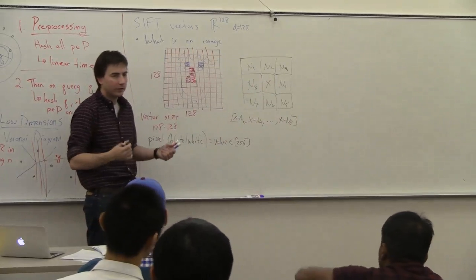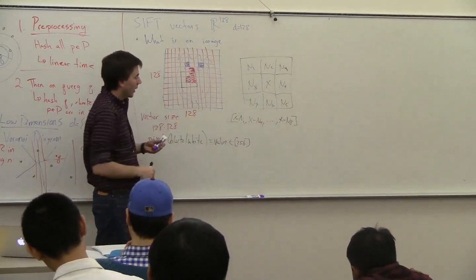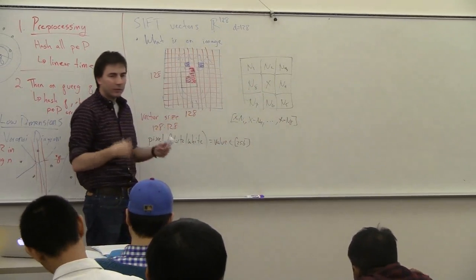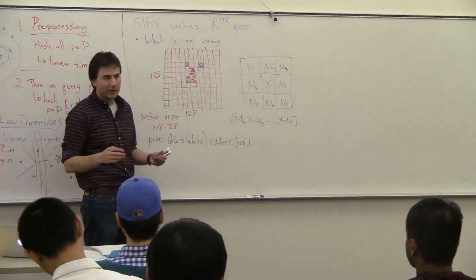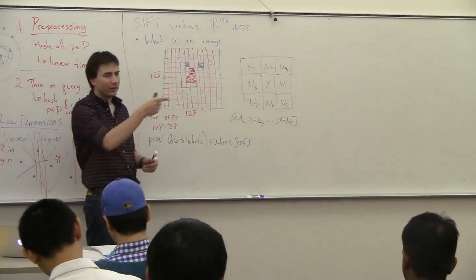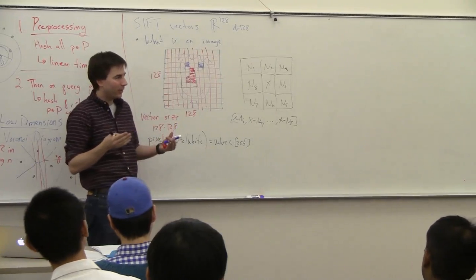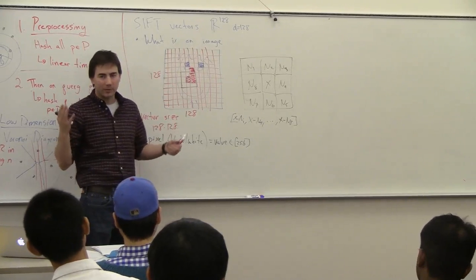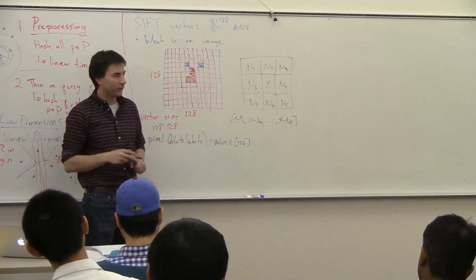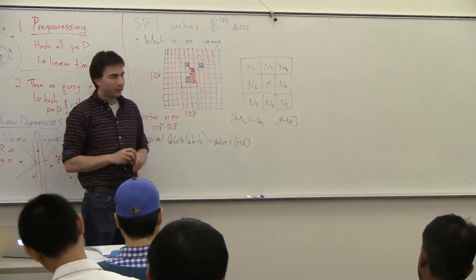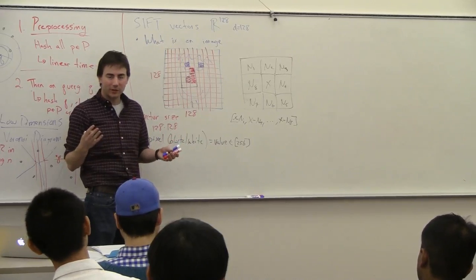And so this is the gradient in these directions. And so typically what you do in the SIFT feature, and if anyone read the SIFT feature paper, this is one of the most highly cited papers in computer science in the last 15 years. Does anyone know exactly how the SIFT features are defined?